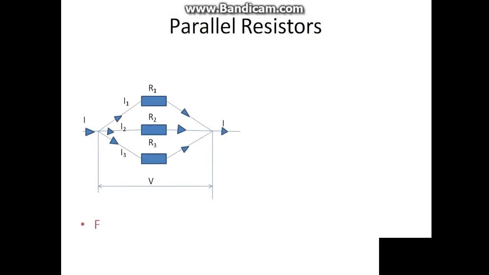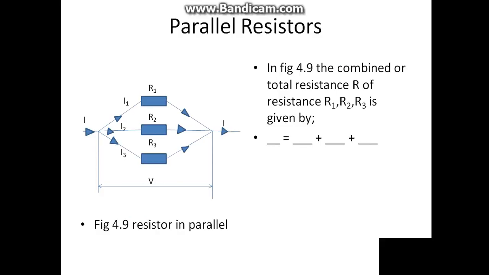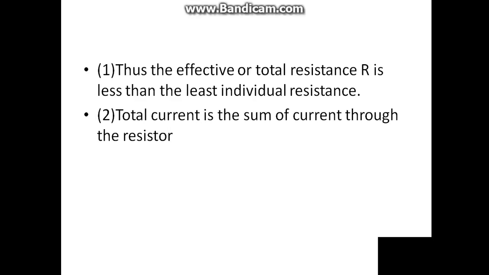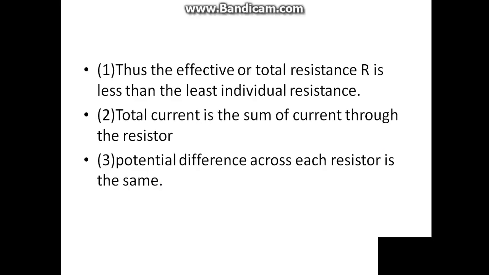Parallel resistors. In figure 4.9, the combined or total resistance R of resistances R1, R2, R3 is given by 1 over R equals 1 over R1 plus 1 over R2 plus 1 over R3. One, the total effective or total resistance R is less than the least individual resistance. Two, the total current is the sum of currents through the resistors. Three, the potential difference across each resistor is the same.